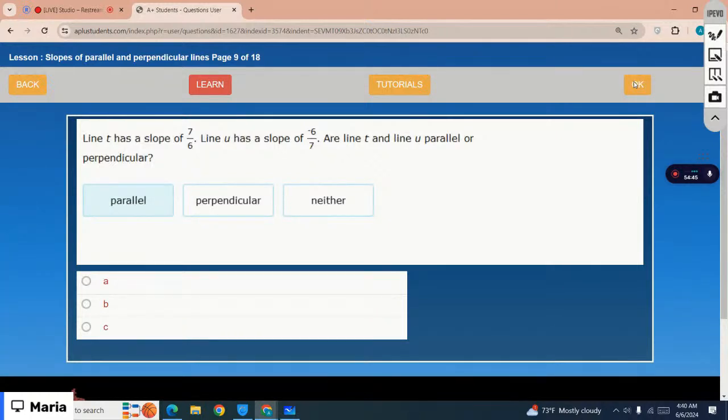Line T has a slope of 7 over 6. Line U has a slope of negative 6 over 7. Are line T and line U parallel or perpendicular? Perpendicular they are. Option number B is the correct option.